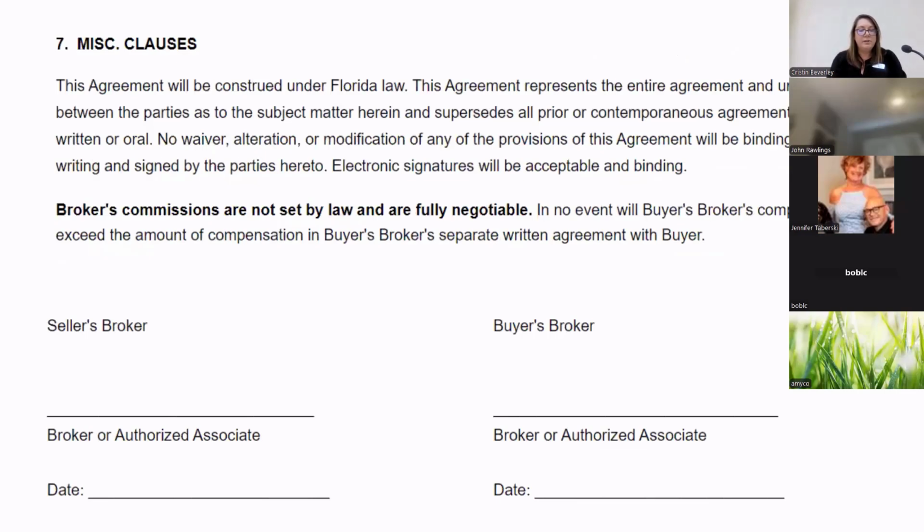All right, so the miscellaneous clause goes on to say exactly the same as the other one. You know, commissions are not set by law, they're fully negotiable, and the compensation cannot exceed what the separate written agreement with the buyer states.